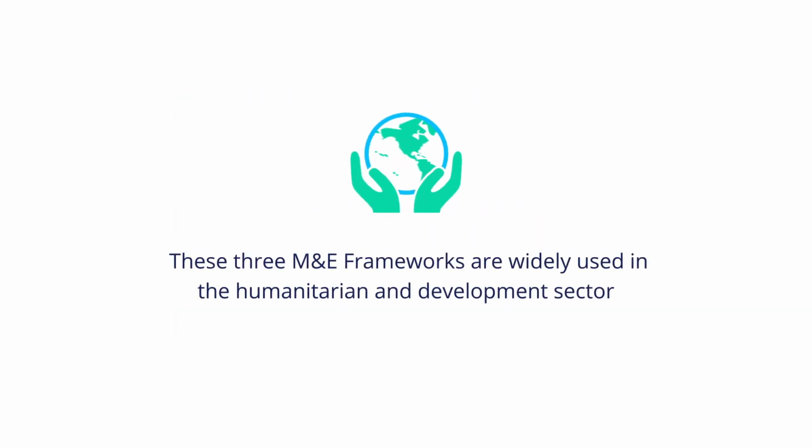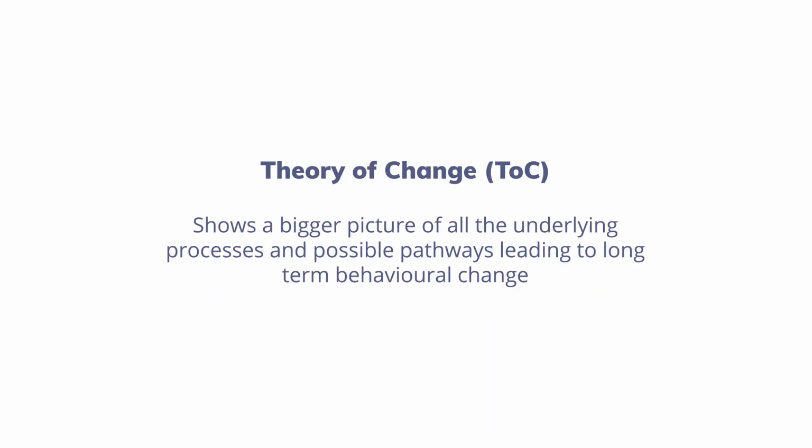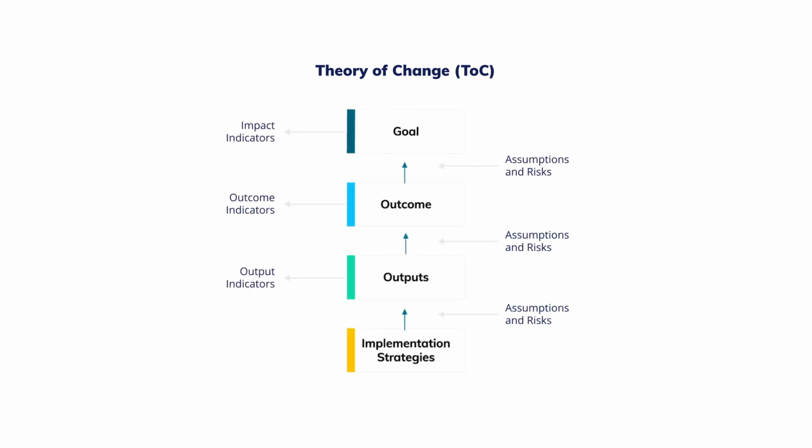These three types of M&E frameworks are widely used in the development and humanitarian sectors. Type 1 is the theory of change. This shows a bigger picture of all the underlying processes and possible pathways leading to long-term behavioral changes at the institutional, individual, or community levels. It visualizes all the possible evidence and assumptions that are linked to those changes.